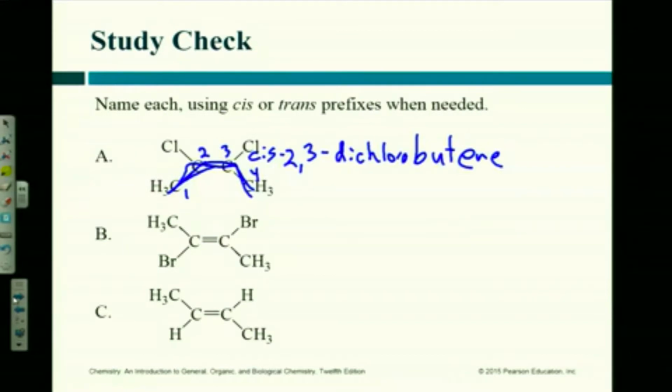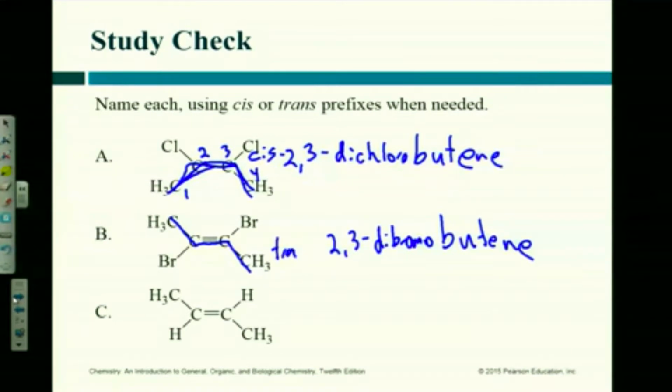Let's do this one together. What's the longest possible chain? 4 again, right? So it's still butene. What is it? It is 2,3-dibromobutene, and it is trans. All right.